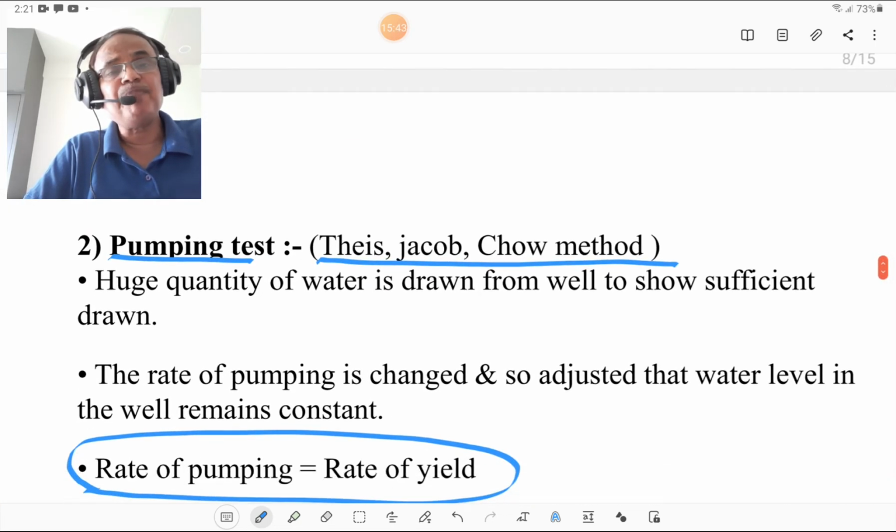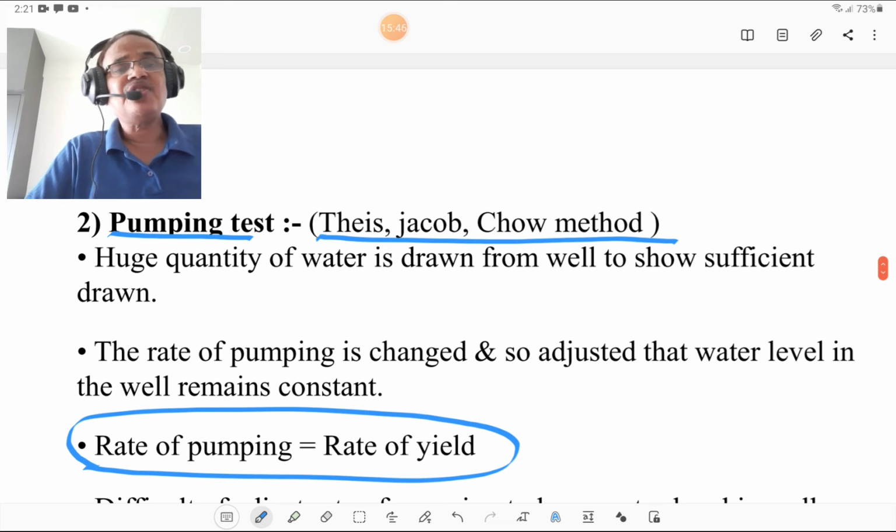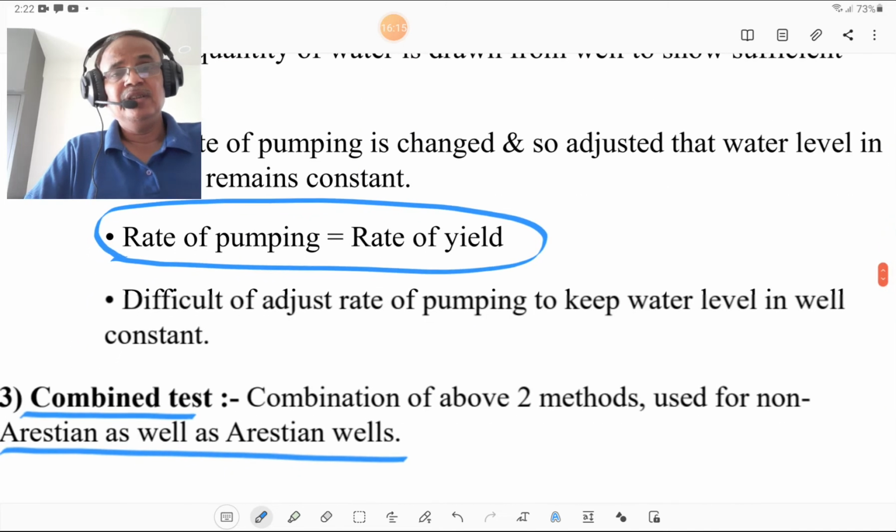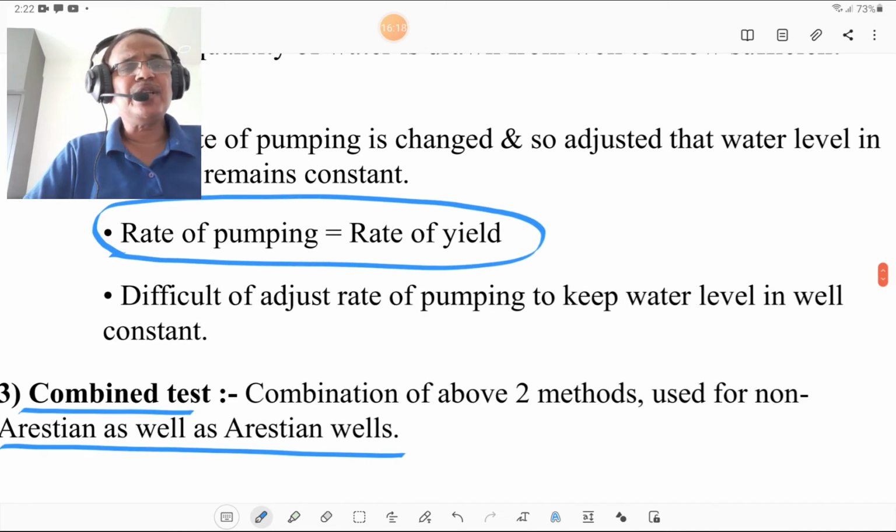And the second test is the pumping test. This test is called the Theis test, Jacob test, or Chow test, or the Theis, Jacob, or Chow method. A huge quantity of water is drawn from the well to show sufficient drawdown. The rate of pumping is changed and so adjusted that the water level in the well remains constant. So there is no decrease in the water level, but the rate of pumping is adjusted in such a way that the water level remains constant, and such a rate of pumping is termed the rate of yield. It is difficult to adjust the rate of pumping to keep the water level in the well constant, that is its limitation.